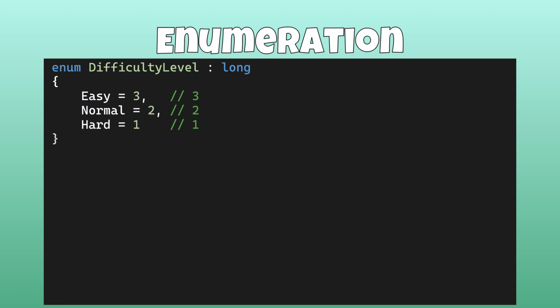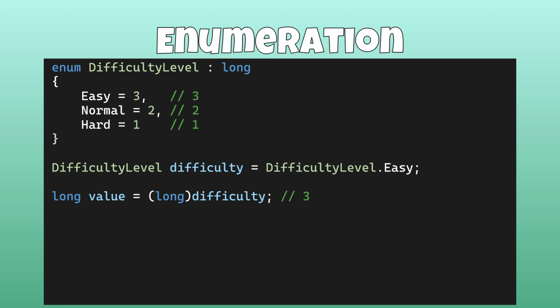You can retrieve the numeric value by doing a cast, like this for example. long value = (long) difficulty, with long in parentheses to perform the cast, and the value contained in the difficulty variable. Here, in value, the value selected in difficulty will be represented in the form of a long. You can also cast the numerical value to the enum as follows. We have our difficulty variable, and here we are going to assign it a value cast to the DifficultyLevel type, so the type of our enum, with the numerical value 2.